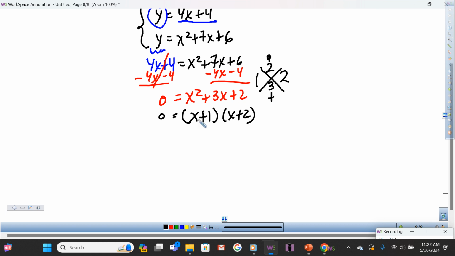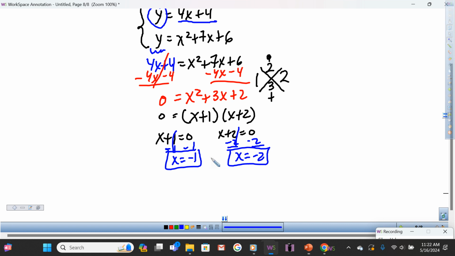From there, what do we do next? Look at it. This times that equals 0. Our next step: set each one equal to 0. x plus 1 equal to 0, x plus 2 equal to 0, and we solve. Minus 1, minus 1: x equals negative 1. Minus 2, minus 2: x equals negative 2. Now these are my solutions.